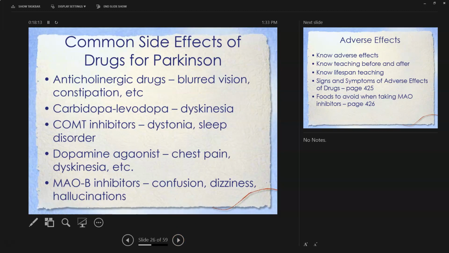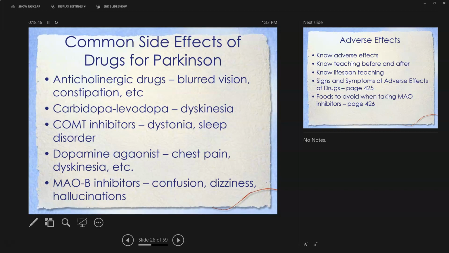Common side effects of drugs for Parkinson's. We've talked about anticholinergic drugs. If you don't know them, you need to. Remember, they cause blurred vision, constipation, and everything dries up: dry eyes, dry mouth. Levodopa causes dyskinesia and difficulty swallowing. COMT inhibitors, dystonia and sleep disorders. Dopamine agonists, chest pain, dyskinesia. MAO inhibitors, confusion, dizziness, hallucinations.